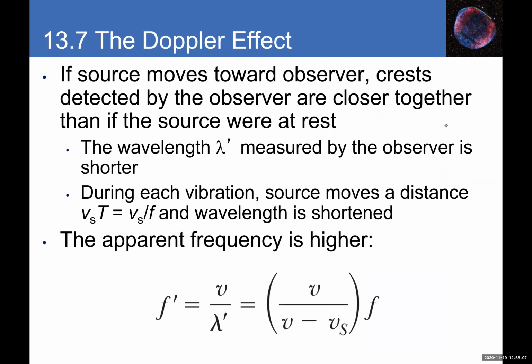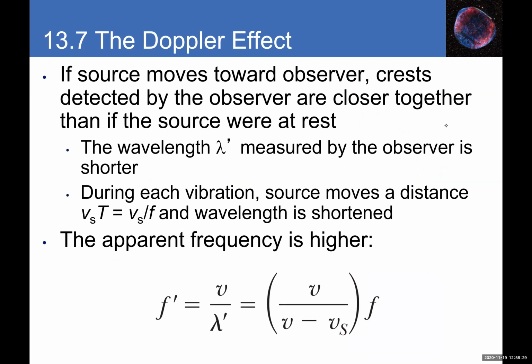If you put everything in the equation, if the source moves toward the observer, crests detected by the observer are closer together than if the source were at rest. Because if it's moving toward you, then the sound it generates plus the fact that the source is moving toward you makes it appear that the wavelengths are shorter.